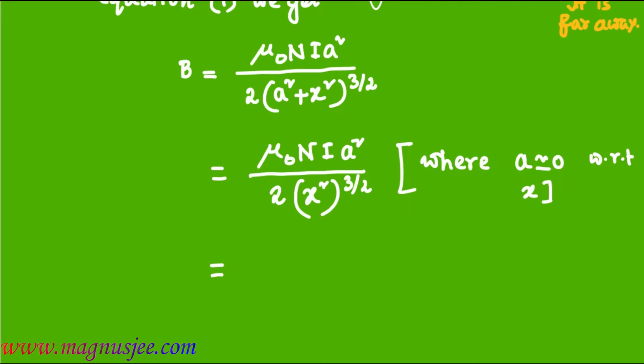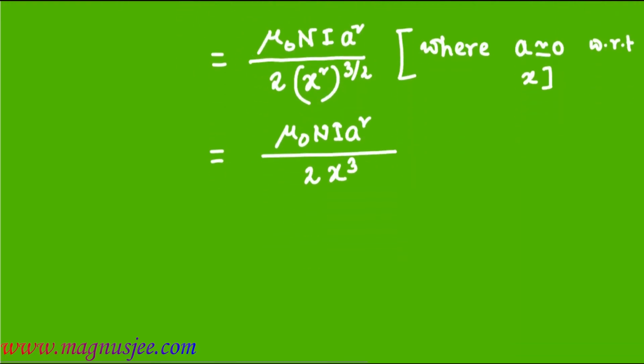equal to μ0 N i a square divided by 2 x cube, equal to μ0 by 4 pi.